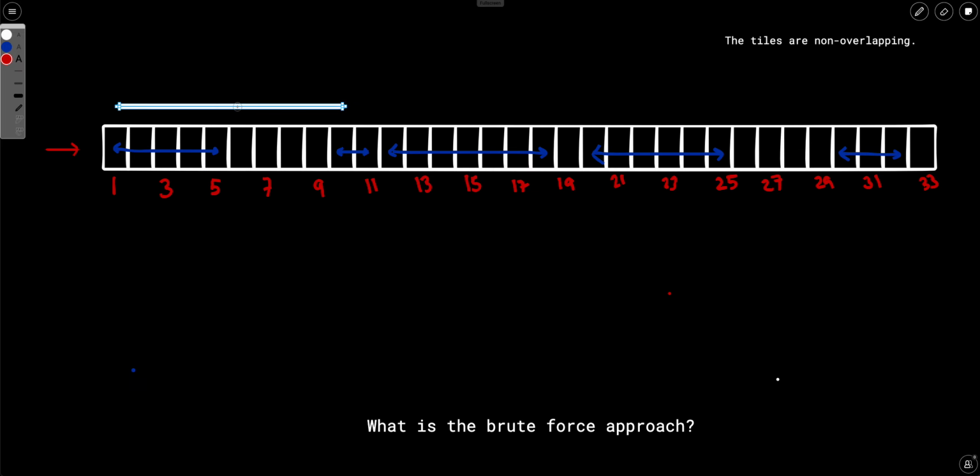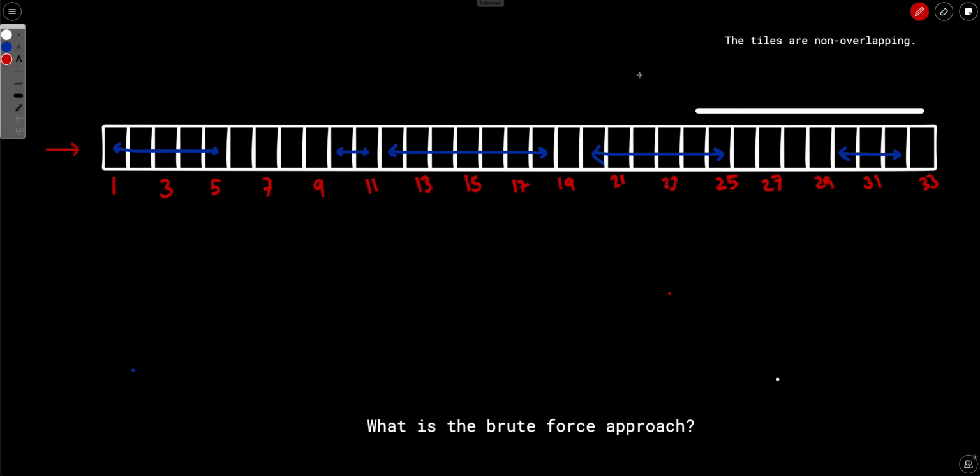So what is the brute force solution? You can try putting the carpet at every position. You start here, put the carpet here, and find how many positions are covered by tiles. Then you put the carpet here, find how many positions are covered by tiles. Put the carpet here, find the same thing, and so on until you reach here. You put the carpet here and find how many tiles are covered under this carpet, and you take the maximum across all these possible scenarios. So that is the brute force approach.